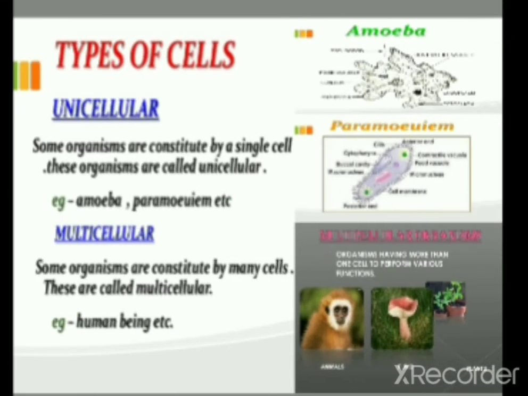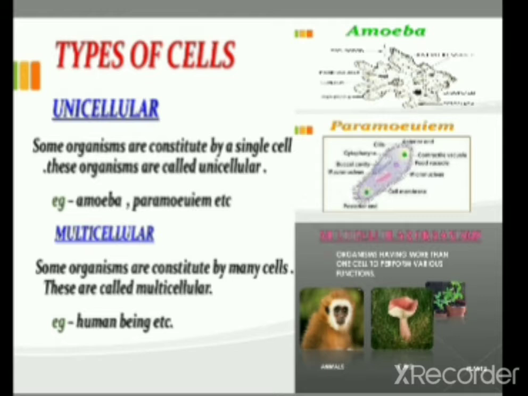Cells are divided into two categories, and this classification is based on the number of cells: unicellular and multicellular. Uni means one or single, multi means many. So what are unicellular organisms? Unicellular organisms are those which have a single cell, and that very single cell performs all the functions in the body that are required for the organism to survive. Examples are amoeba and paramecium.